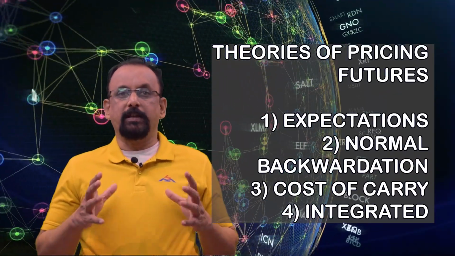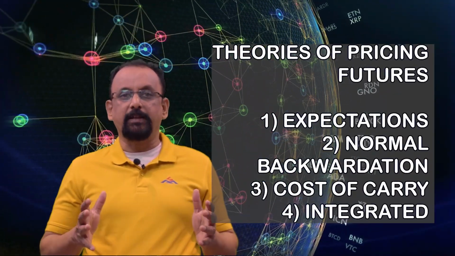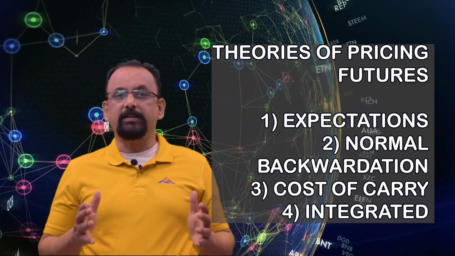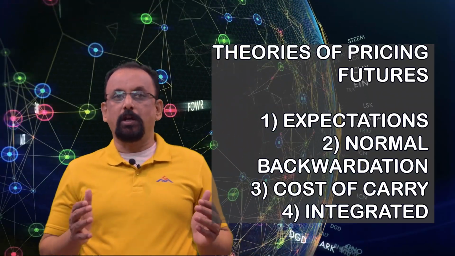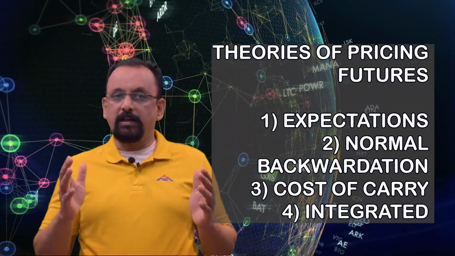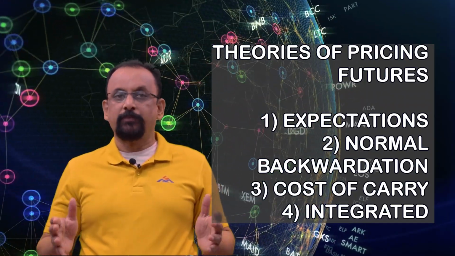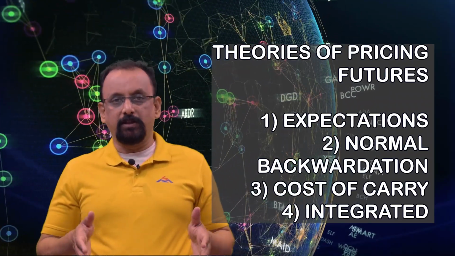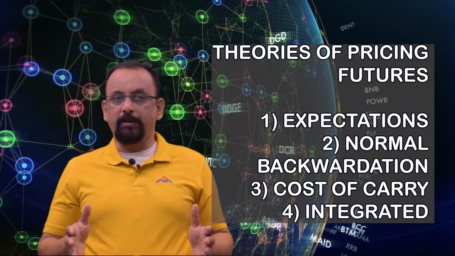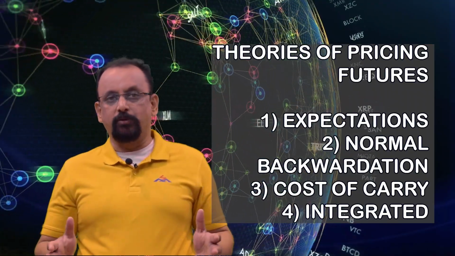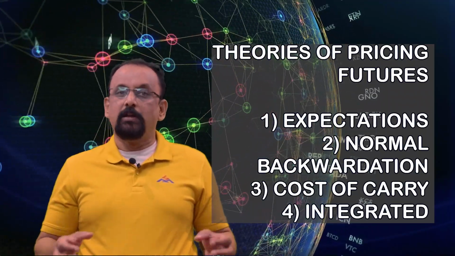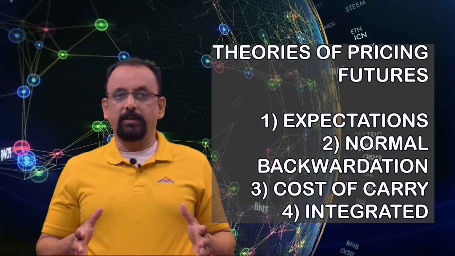So broadly speaking, there are 4 theories or approaches that explain the differences between futures prices and the spot prices. The number 1 theory is the expectations theory, which talks about how the expectations of the commodity or the underlying asset in future drive the prices of the futures contracts. The second theory is the theory of normal backwardation, which I am going to explain in detail in this video. The third theory is the cost of carry approach. And the fourth is the integrated approach, which combines all these theories and therefore is a more realistic theory or approach. So let's understand normal backwardation theory now.